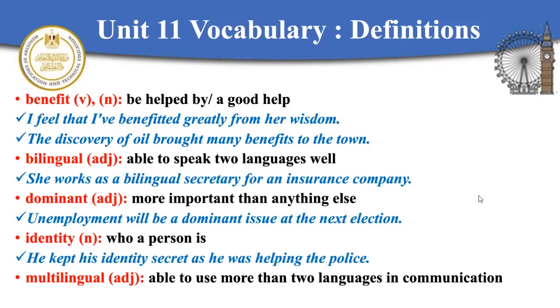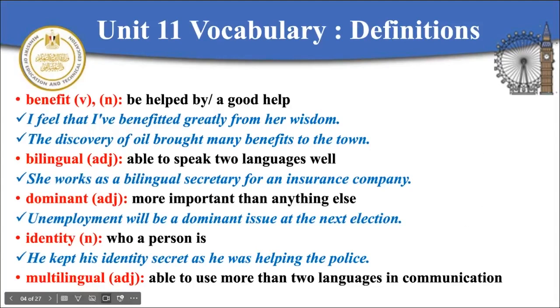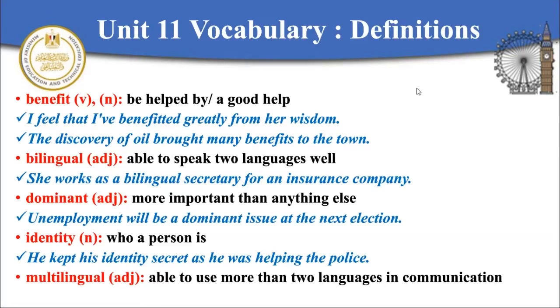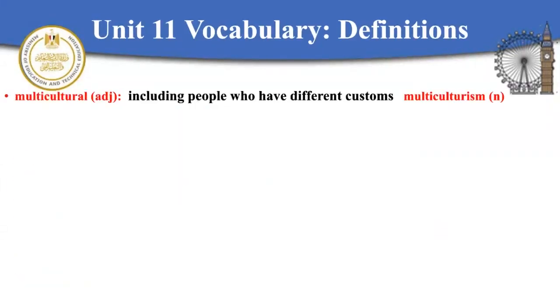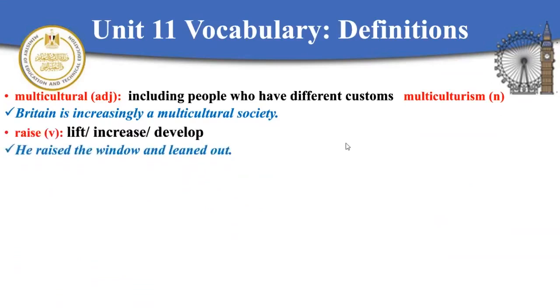We have here multilingual. Able to use more than two languages in communication. And here the multicultural, you see multi means different, many, including people who differ in custom. And multiculturalism, you have this. Britain is increasingly a multicultural society. Why? Because a lot of people live in this place, and it has a lot of cultures, not only one culture.